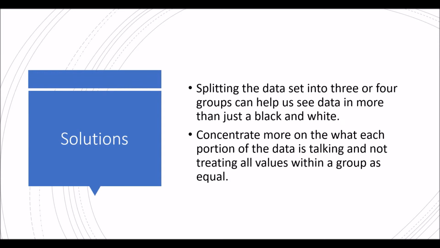So what are the solutions? Splitting data into 3 or 4 groups can help us see the data more than just in black and white. In the case of median, we are splitting into 2, right? But if we split it into 3 or 4 groups, we can see the spread of the data more clearly. And in such cases, you can also concentrate more on what each portion of the data is talking about and not treat all values within the group as equal.